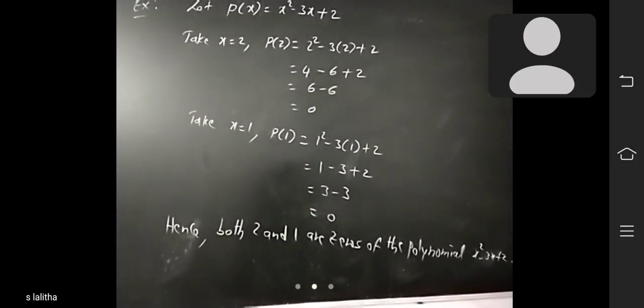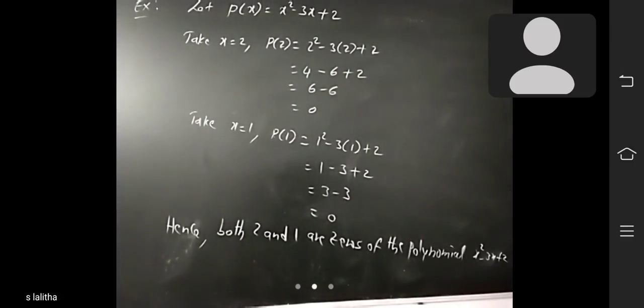In the question, they are asking for a linear polynomial, how many zeros? Only 1 zero. Quadratic polynomial, how many zeros? 2 zeros. Cubic polynomial, how many zeros? 3 zeros. Like that you have to say now. Okay.